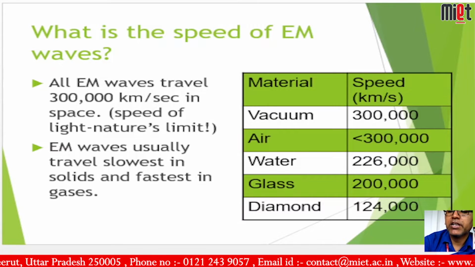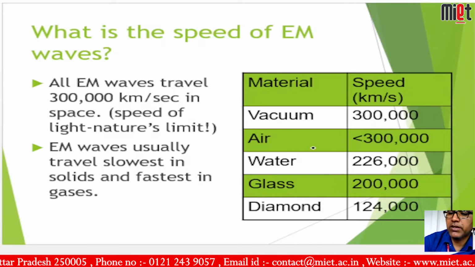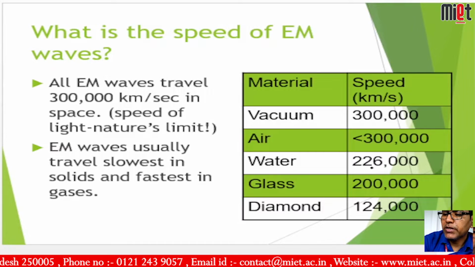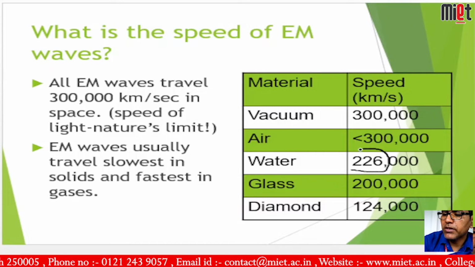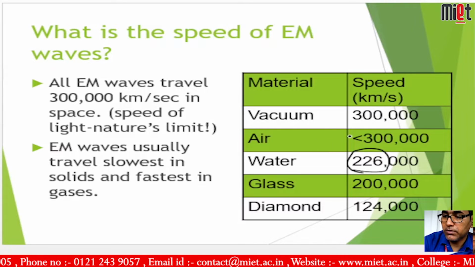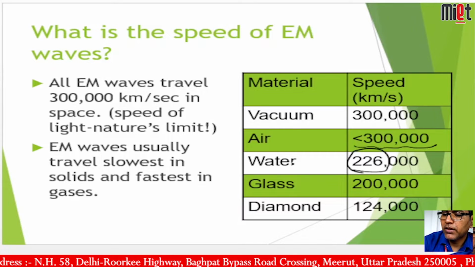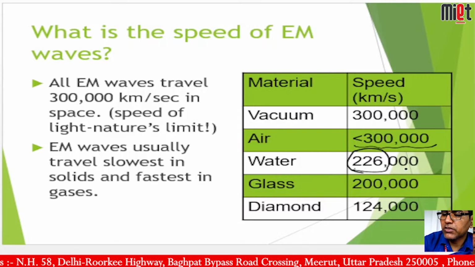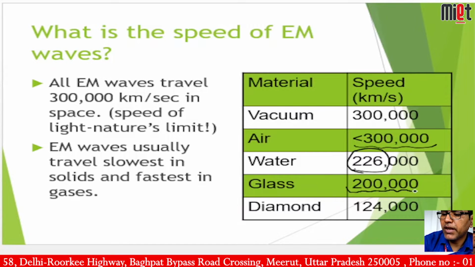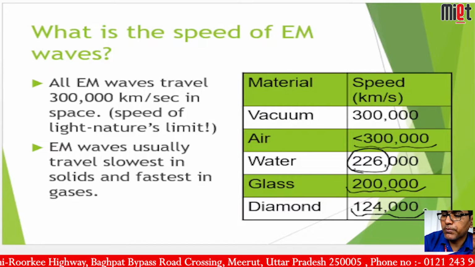Similarly, electromagnetic waves will travel in water with a very different speed. You can see that speed of electromagnetic wave in water is 2 lakh 26 km per second, while speed of electromagnetic wave in air is around 3 lakh km per second. In water it is 2 lakh 26 km per second. In glass it is 2 lakh km per second, and in diamond it is just 1 lakh 24 km per second.